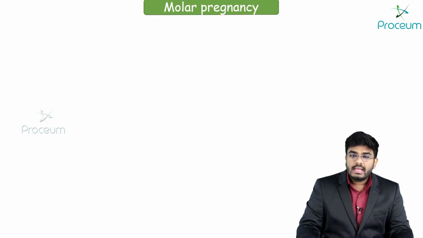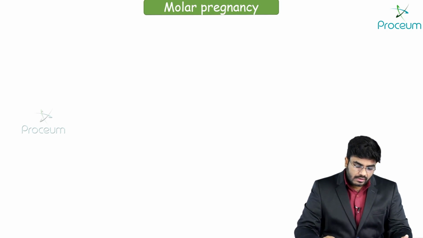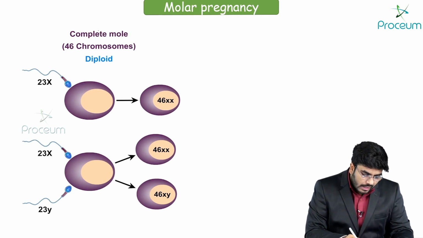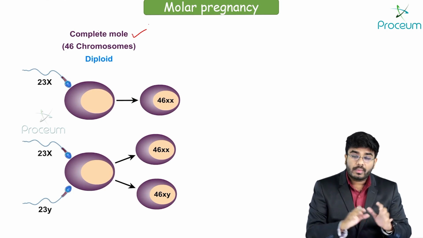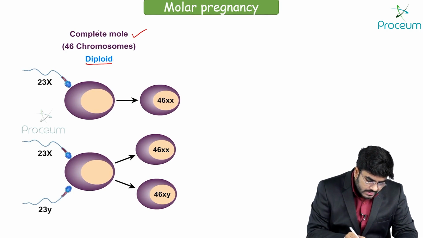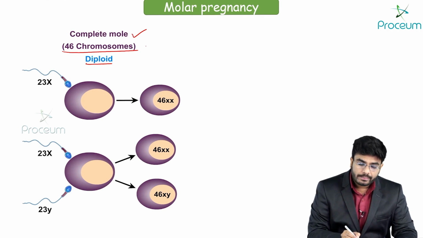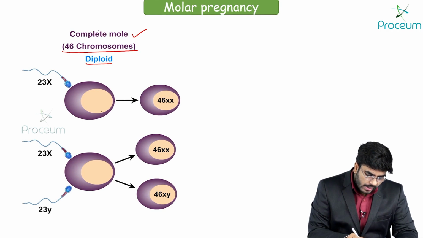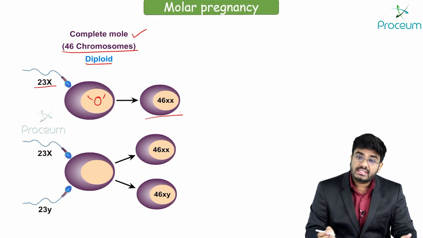Now having said that, let's see an image where the formation of complete mole is clearly depicted. We all know complete moles are diploid. Yes, 46 chromosomes are going to be there. How does it usually happen? The empty ovum has no chromosomal material. The empty ovum is fertilized by a single sperm, we know that. 46XX.